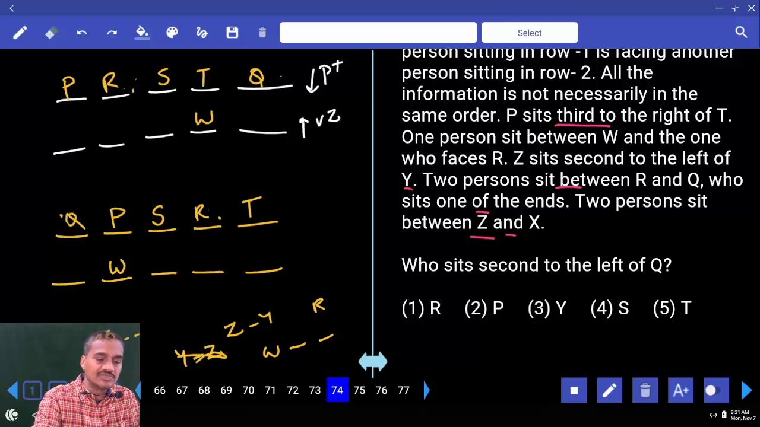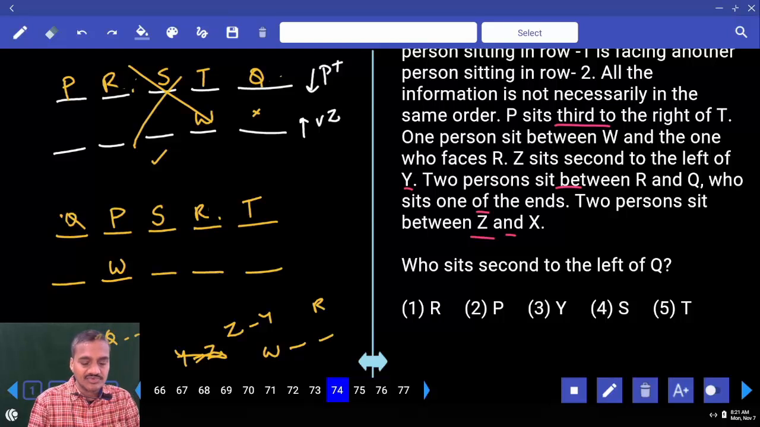Then, can we have Z at this place? Z equal to 2 persons in between Z and Y is not possible. Then, can we have Z at this place? Z here is also not possible. Hence, this case is completely ruled out. Then we are left with the next case.